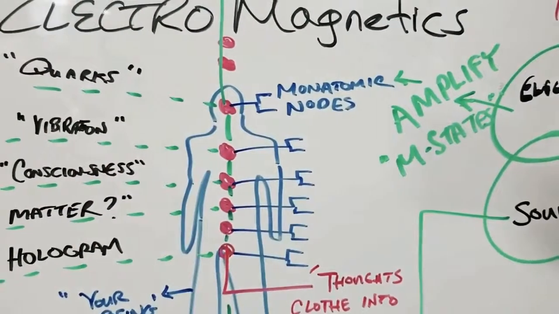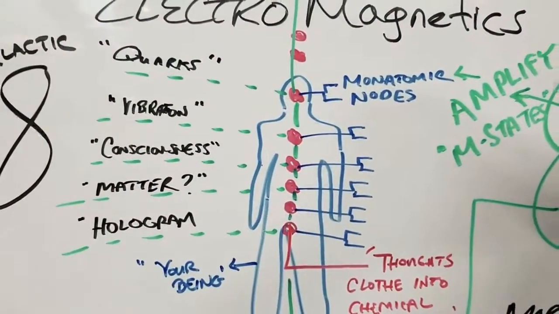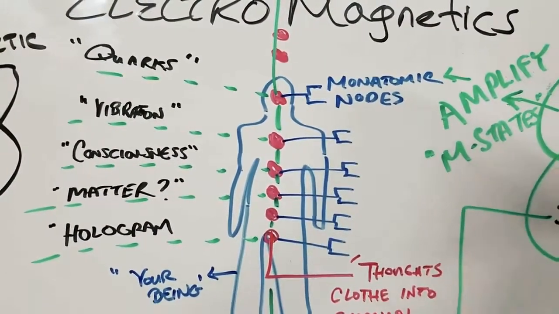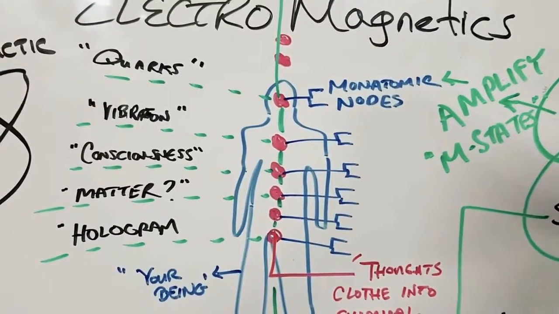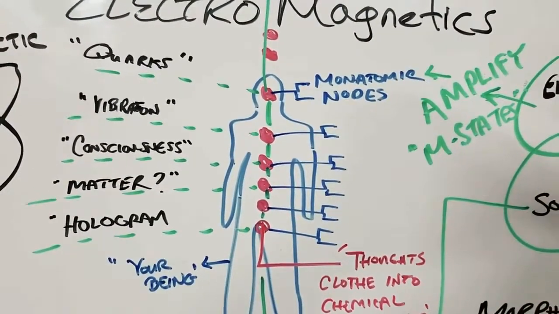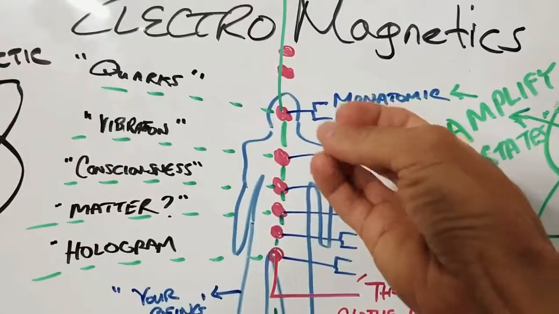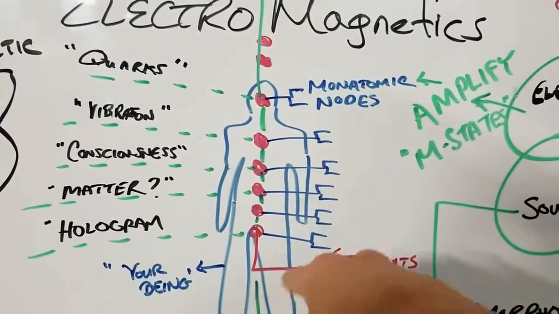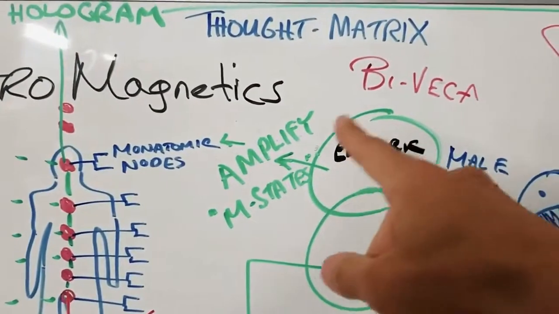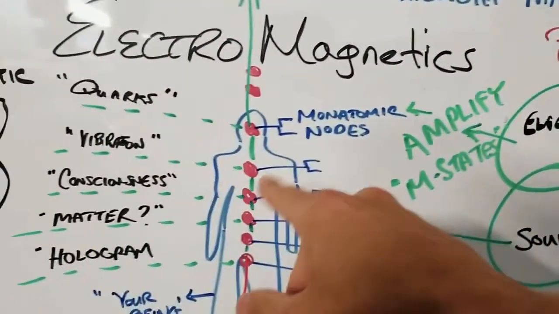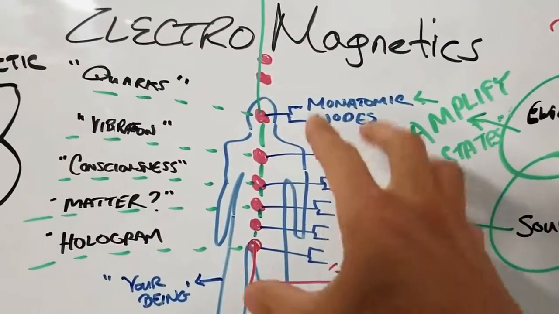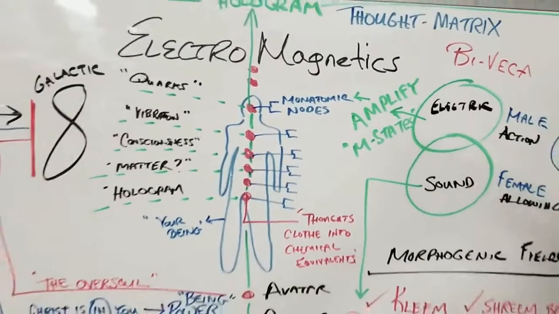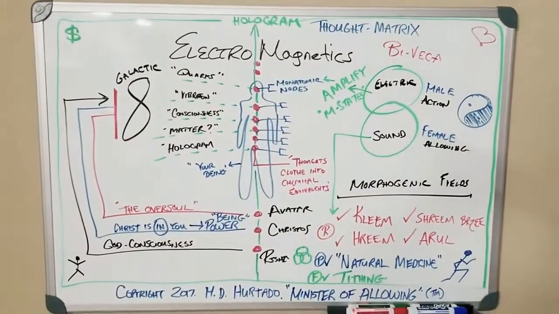These nodes are like hub spots, like coliseums full of people you'd think of as an image, but they're coliseums full of monatomic elements. And monatomics are the superconductors. This bioelectric body of yours needs to have these monatomic superconductors. And when you do that, then you actually amplify. You can amplify your thought matrix creation.